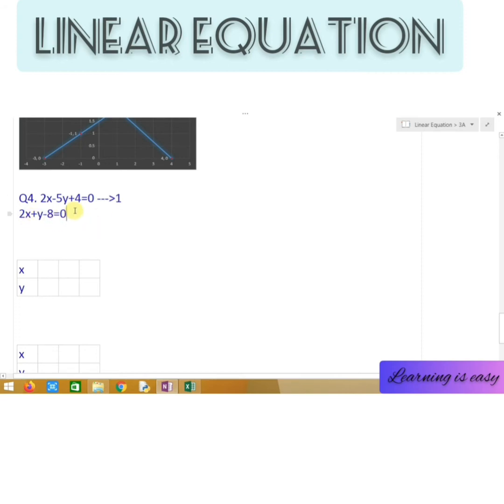Next question 4, very similar one. Take the 2x minus 5y plus 4 as equation 1, 2x plus y minus 8 as equation 2. From equation 1, we get the value of x as 5y minus 4 divided by 2. By assigning different values for y, we can get the respective value of x coordinates.